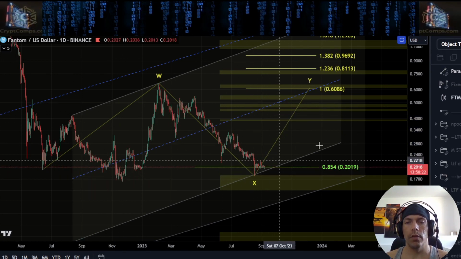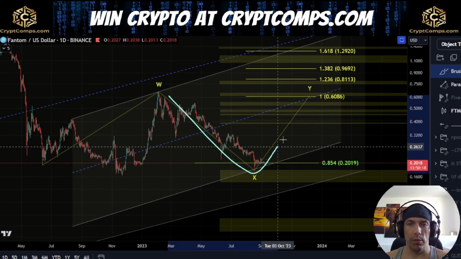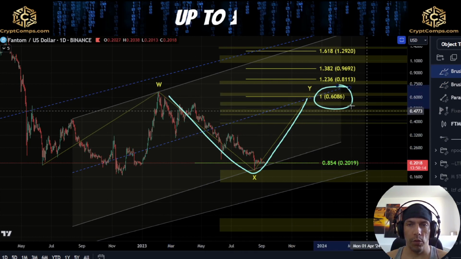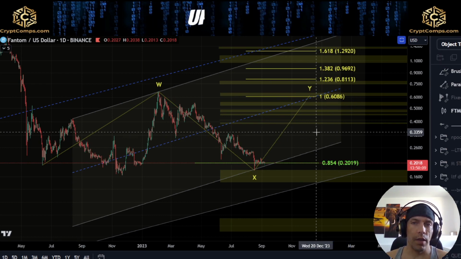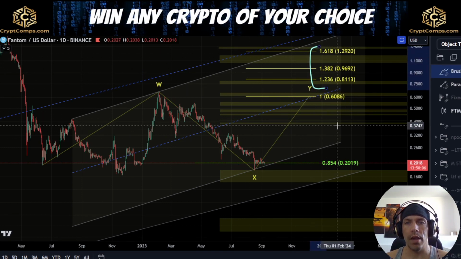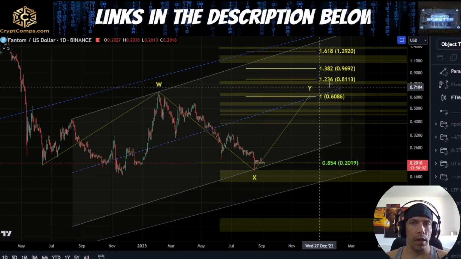If we are looking at this idea here, what we'd be saying is that once this X wave looks to complete, we would be looking for a reversal back up. 1-to-1 of the W wave would be here at this 6086, and then higher targets would be anywhere between this 1.618 and this 1236 that we have higher up here. So need to be keeping an eye on this.